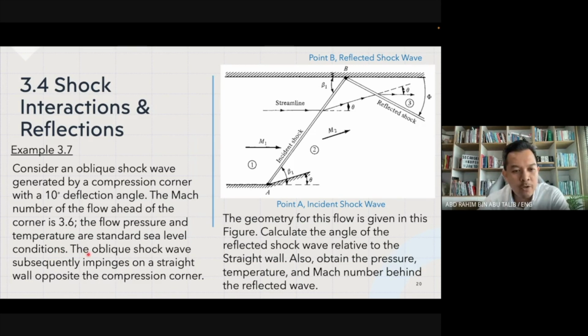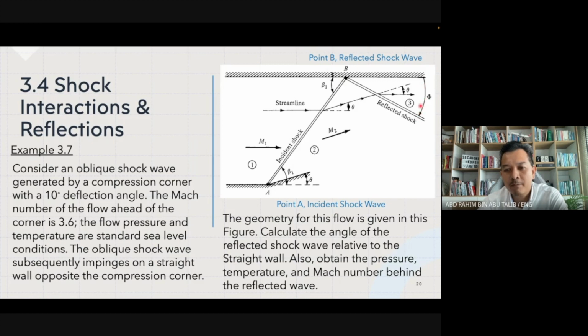The oblique shock wave subsequently impinges on a straight wall. So this incident shock eventually impinges on a straight wall opposite the compression corner. The geometry for this flow is given here. Calculate the angle of the reflected shock wave. So they want us to find the phi over there.